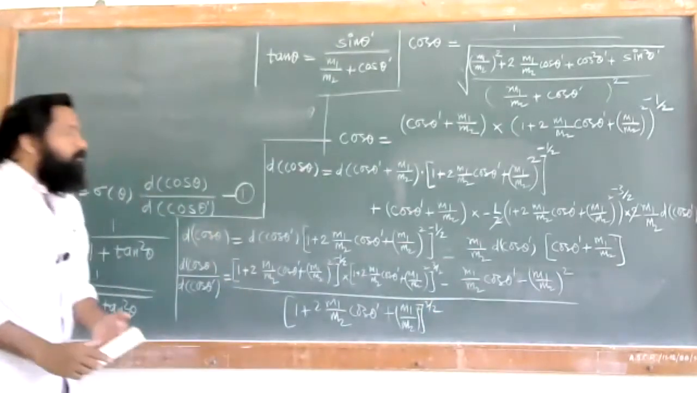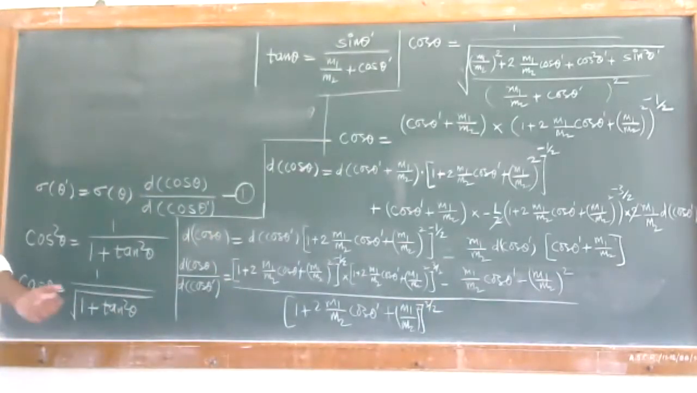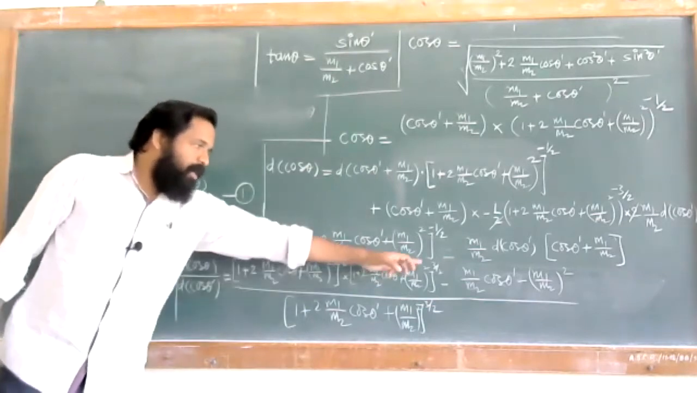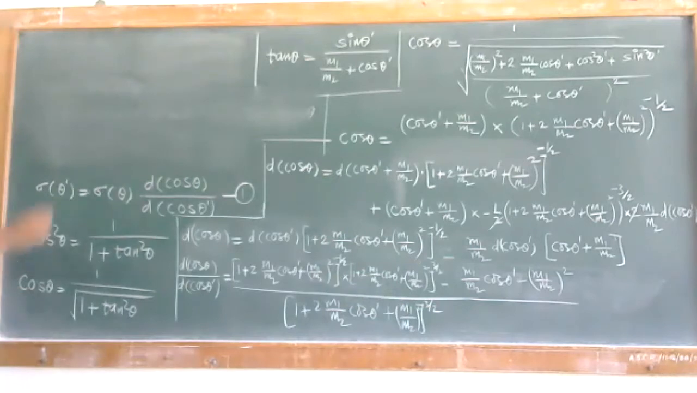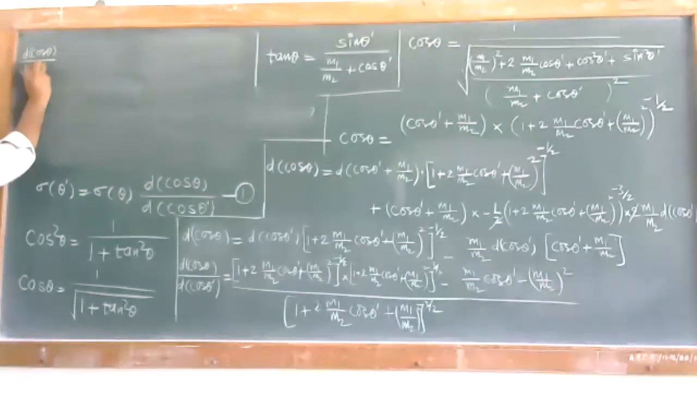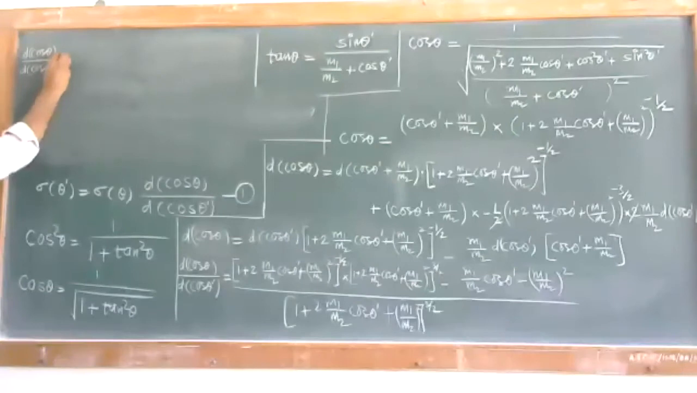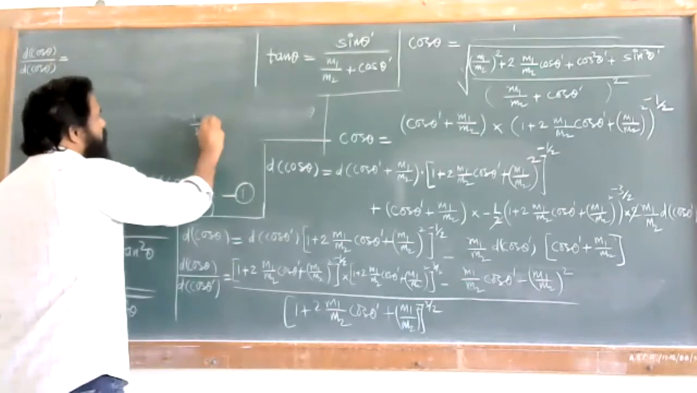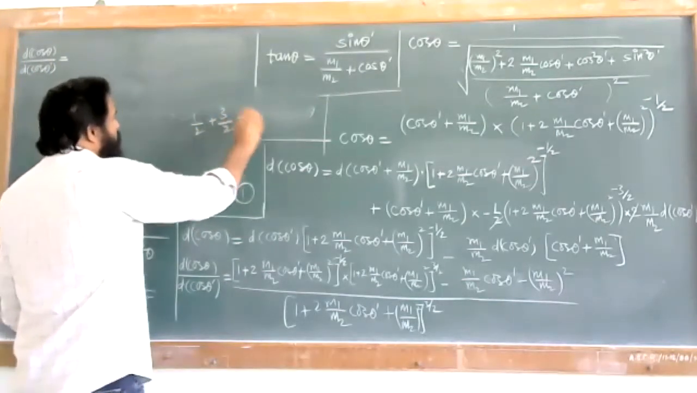Now what will be your final term? The final thing is that, just check it out, the power is minus 1/2 and we have this 3/2. So I write this as derivative of cos theta divided by this derivative of cos theta dash, and that must be equal to, what is that equal to? Look at this, minus 1/2 plus 3/2, how much?